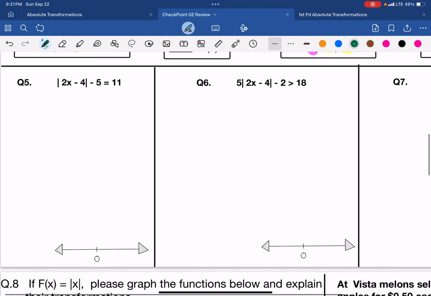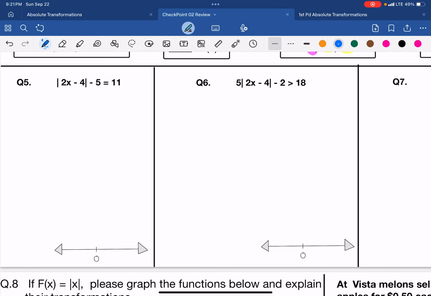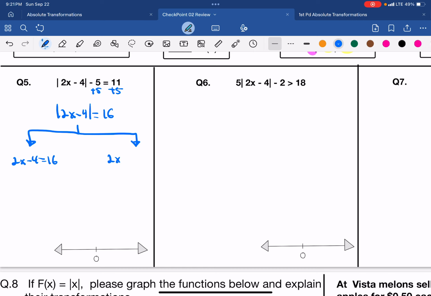How to solve absolute functions. Hopefully y'all remember, right? First, we have to isolate the absolute. So we do plus 5. 16 is equal to the absolute value of 2x minus 4. Yes? Now, after this, we create two cases. 2x minus 4 is equal to 16, which is everything the same except the absolute. And the other one, the 16 turns into a negative 16.